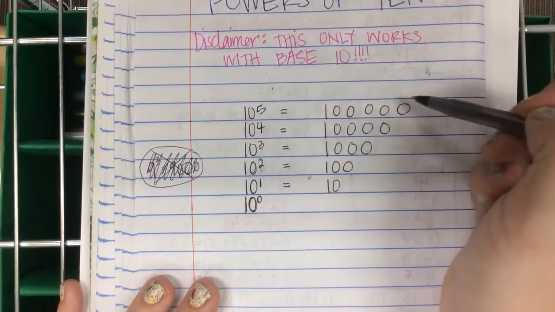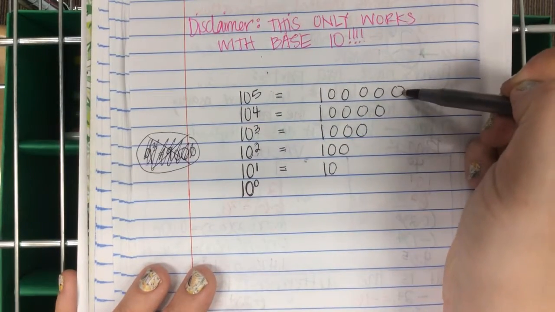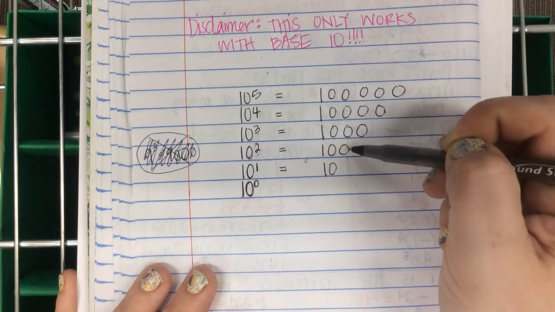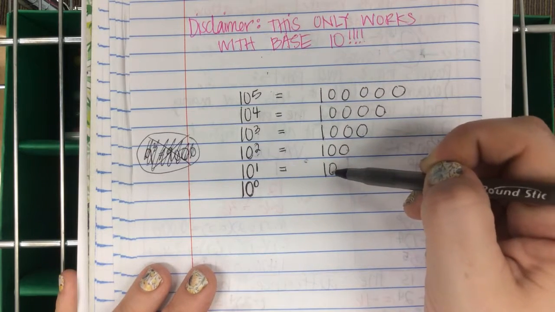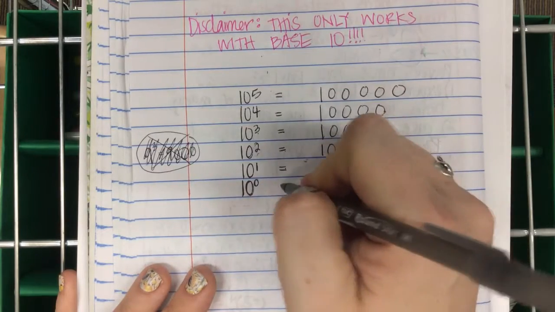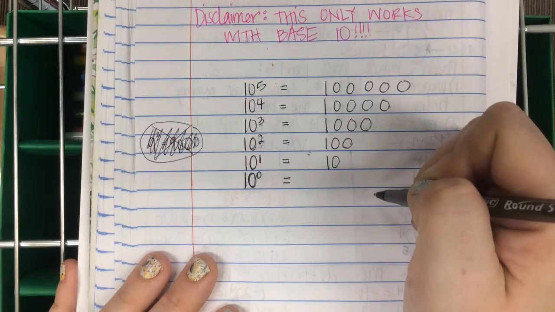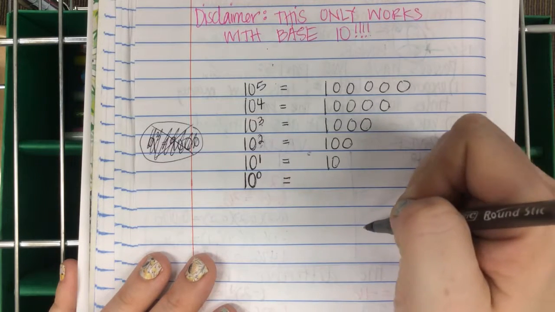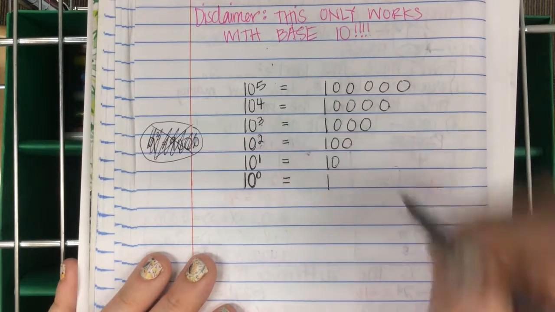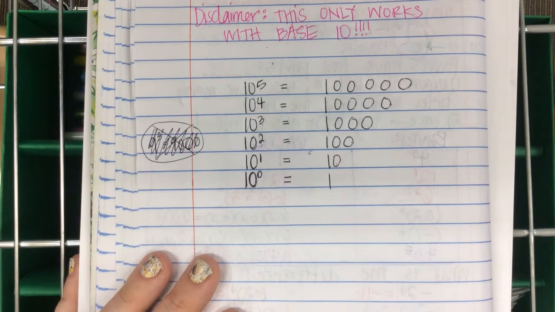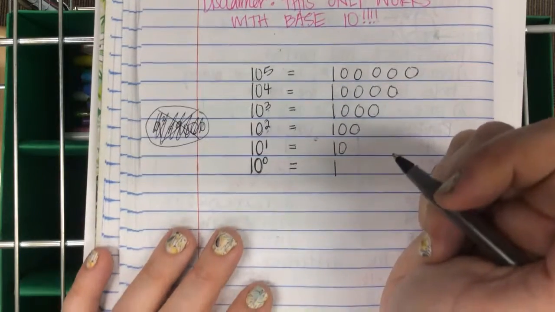So now let's talk about going backwards. Look, there are 5 zeros. There are 4 zeros. There are 3 zeros. There are 2 zeros. There is 1 zero. So 10 to the power of 0 means there are 0 zeros, which means it's just 1. That's why anything to the power of 0 is 1. Anything. Let's get this through because I don't want to run out of room.